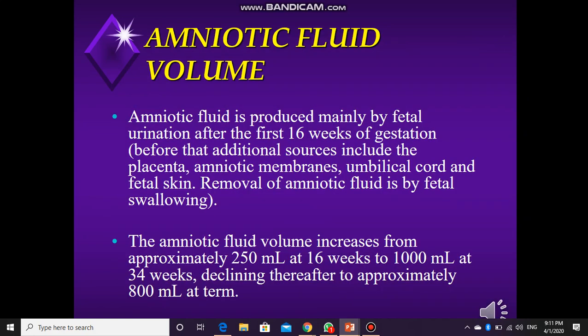Amniotic fluid volume: we measure the amniotic fluid volume. After 16 weeks it is from the fetal urine, but before 16 weeks it is also from the placenta, amniotic membrane, umbilical cord, and fetal skin. The amniotic fluid increases from approximately 250 milliliters at 16 weeks to 1000 milliliters at 34 weeks, and then declines to 800.